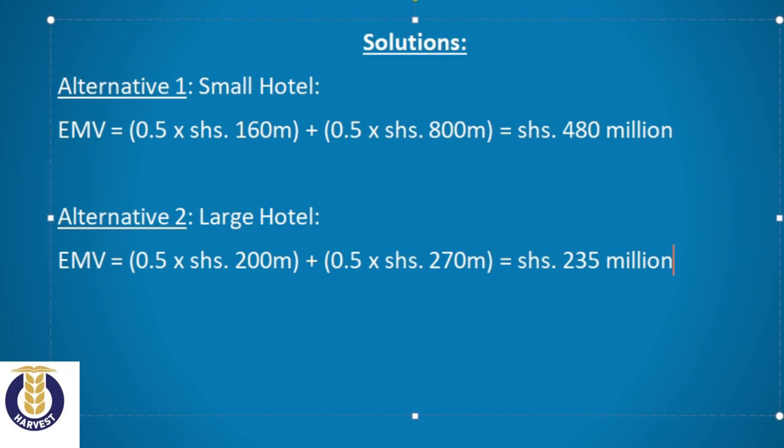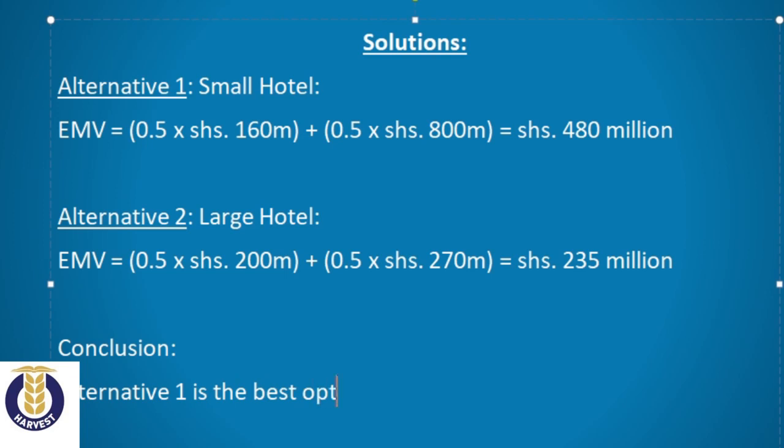I think everybody can confirm this. So which one should we go with, Jeremiah? Conclusion? Alternative 1 is the best option, since this gives the maximum expected monetary value. Okay, thank you.